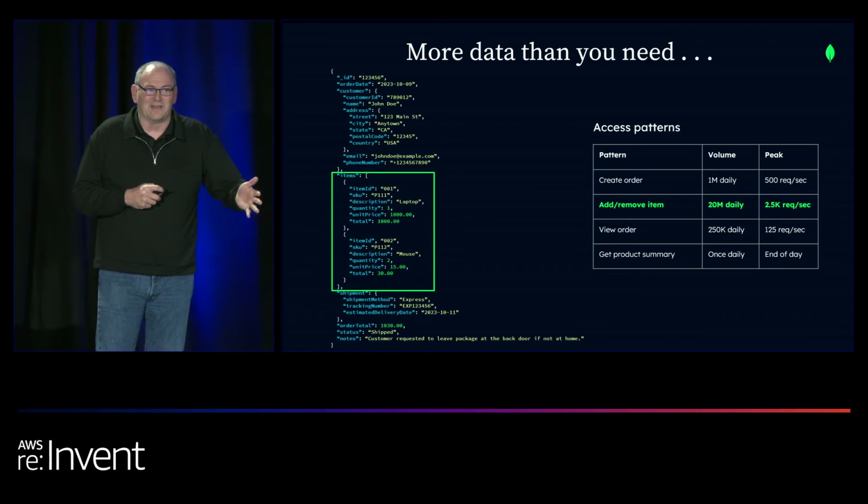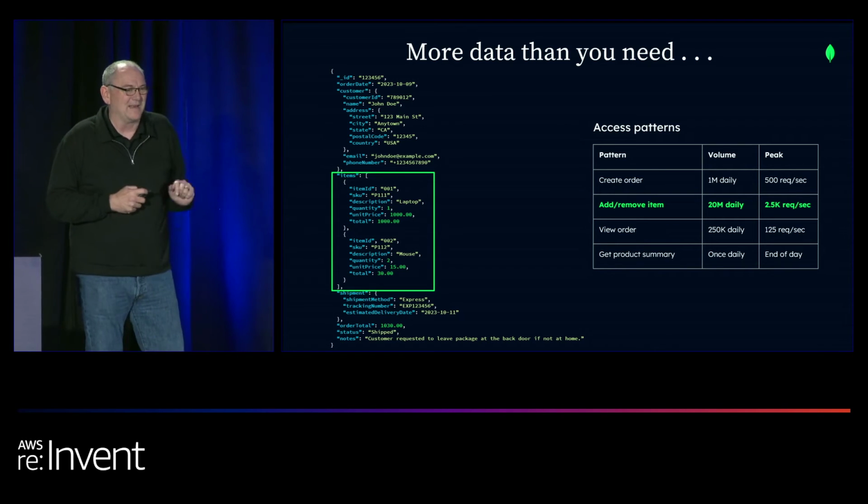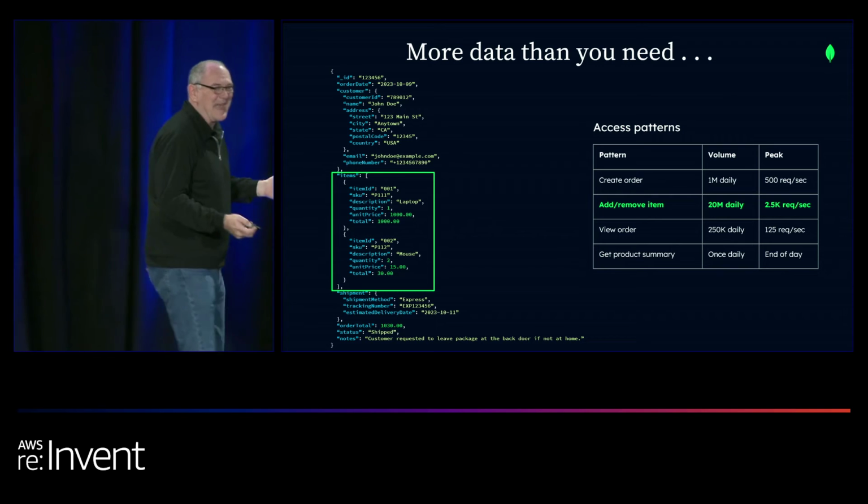Now, in this particular case, by adding items and removing items from the shopping cart document, I'm moving data I don't need whenever I add or remove an item. I don't need the whole order when I go add an item. I don't need the whole order when I go remove the item. But if I'm storing them as embedded documents in this shopping cart document, that's exactly what's happening.